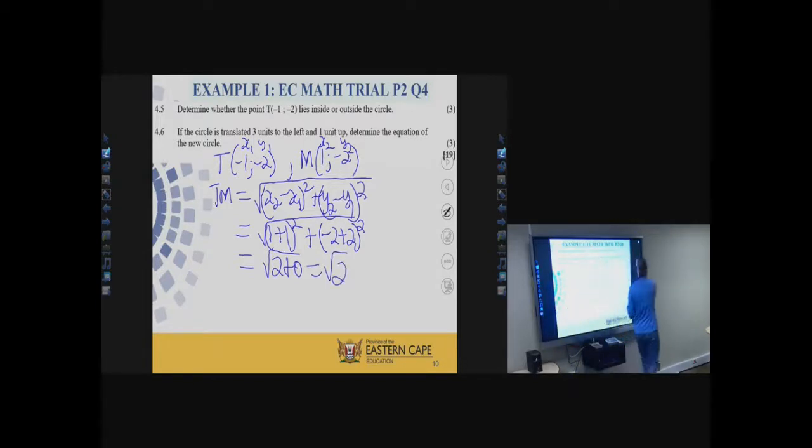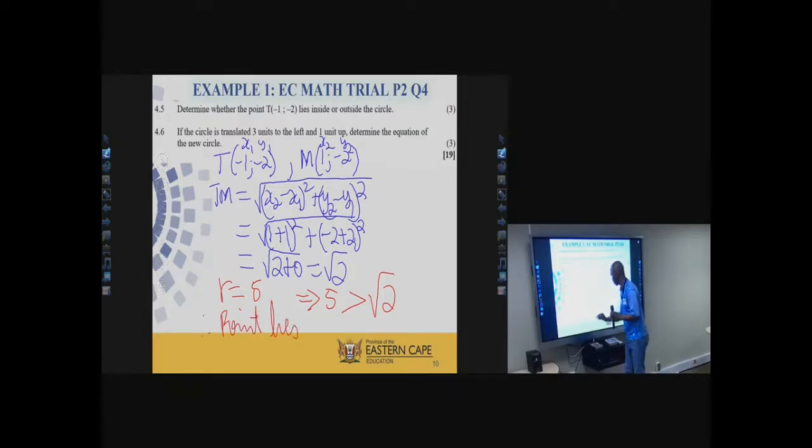Now the question is, what was the length of the radius? Remember, the length of the radius was given as 5. In this case, you can see that 5 is greater than square root of 2. What does it mean now? It simply means that the point lies inside, because the distance between the center and that point is less than the distance between the center and the circumference. So that point lies inside. That is one of the things I wanted to emphasize.